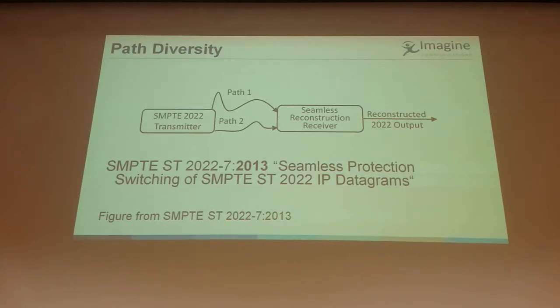And then the receiver has to be smart enough because it's now, for the most part, going to receive two copies of each packet. It has to know to throw away one of the packets.